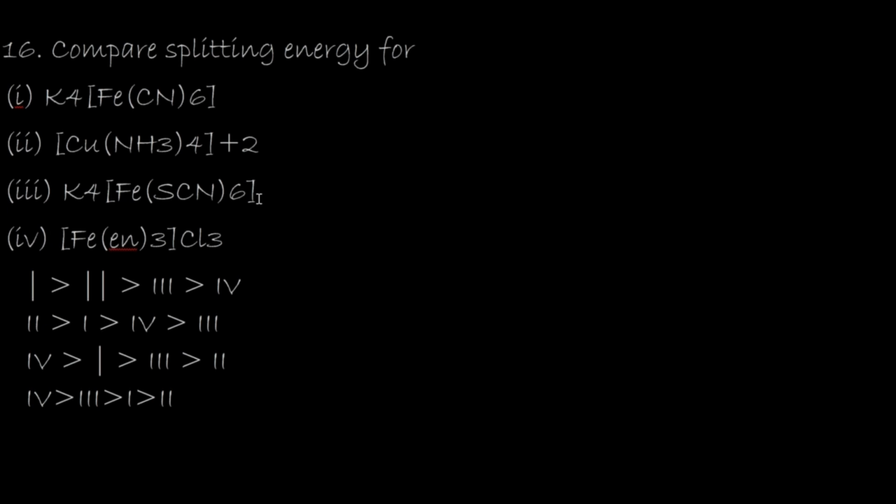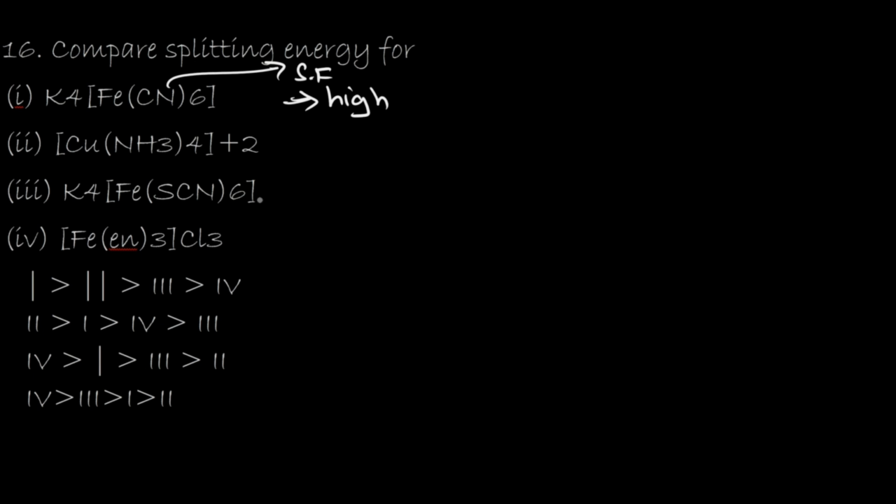Compare the splitting energy of these four. When will the splitting be high? When strong field ligands are there, right? So what strong field ligands do we have? CN, that is a strong field ligand. So a strong field ligand causes high splitting, isn't it? And then comes ammonia. So ammonia is a weaker ligand when we compare it to cyanide. So that is kind of okayish.